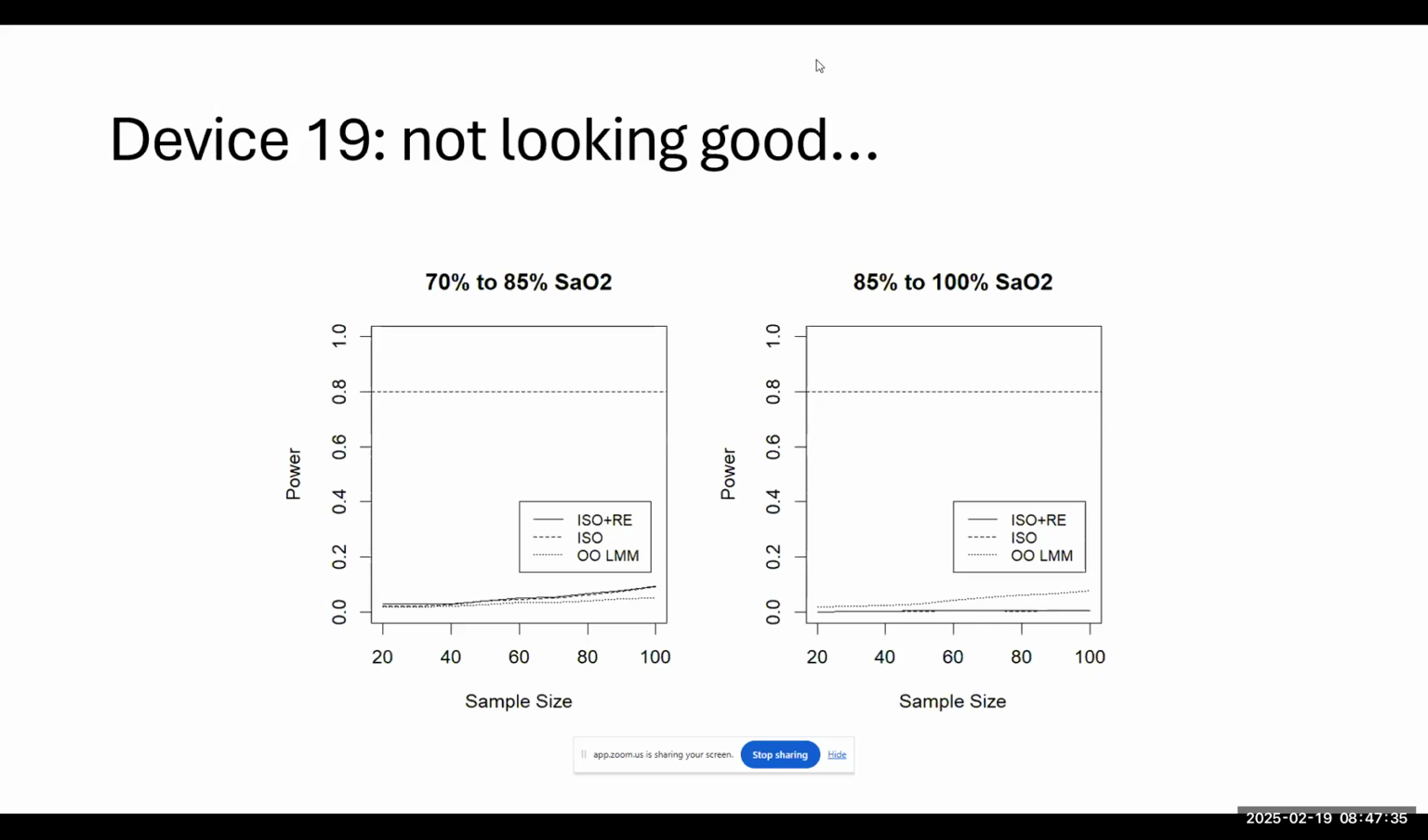Now let's look at another sensor. This is an example of a device that was close to the threshold, and at least we just went up to 100 with the clustered bootstrap.